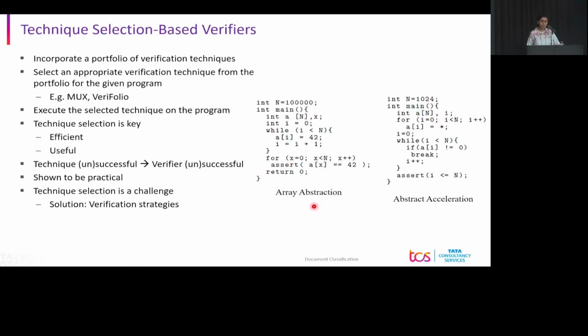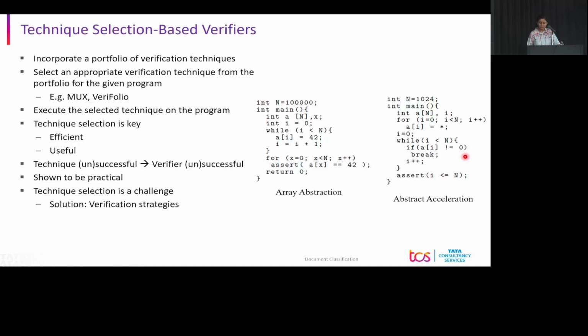So these 2 programs are quite similar if you look at them. The first program has an array of very large bounds, of a very large size. And the values of the elements of that array are not initialized. We are iterating over the array, initializing it with 42. And then we are checking whether all elements of the array are equal to 42. It's a very simple program. Now here, array abstractions work on it.